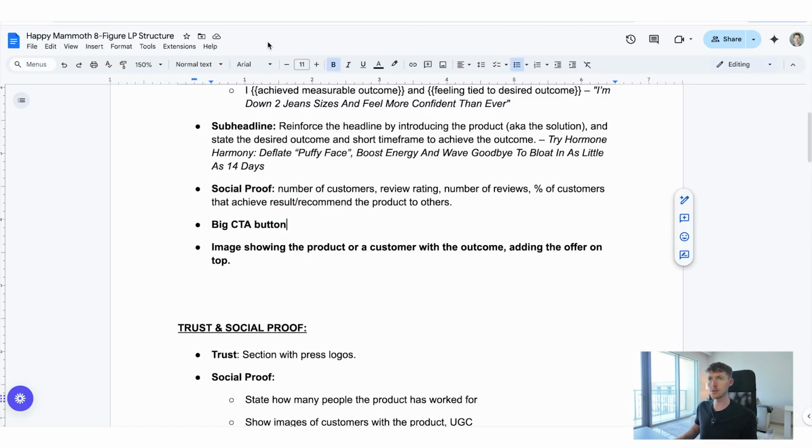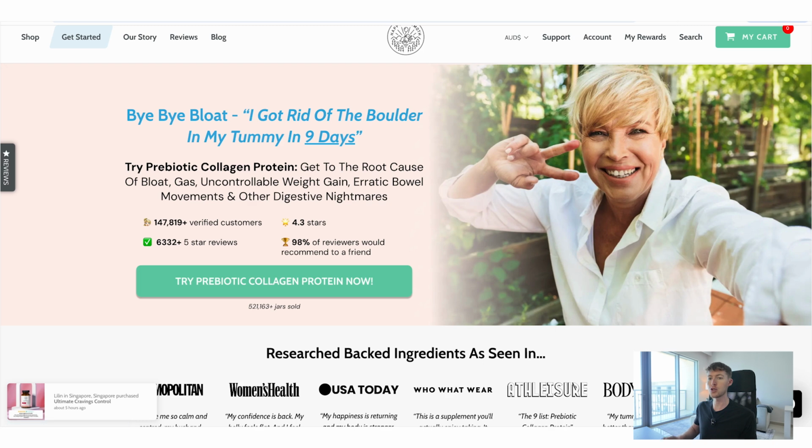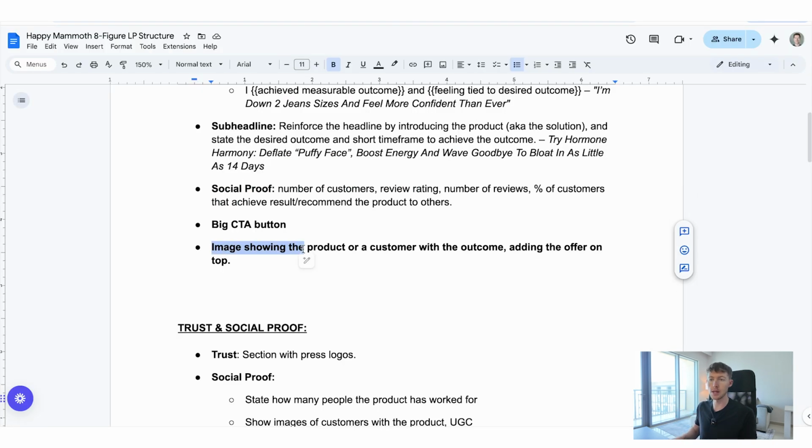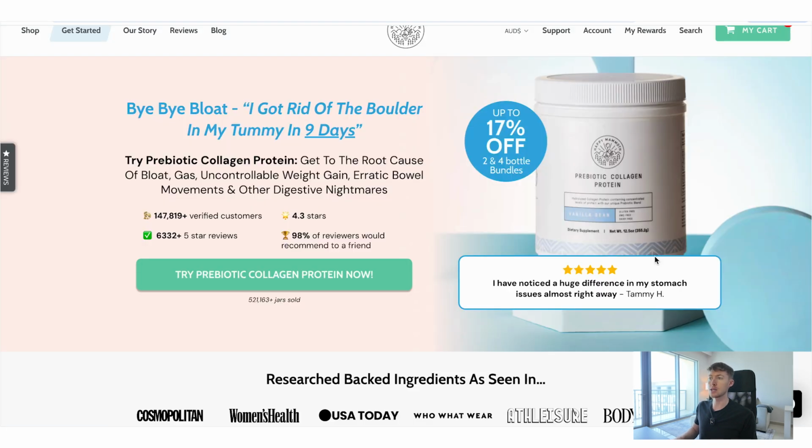Big CTA button, as we've seen, big CTA button here. And then an image on the right-hand side, on desktop, obviously on mobile it's different. An image showing the product or a customer with the outcome, adding the offer on top. What I mean by this is that this is just showing the product. This is showing the offer, right? Up to 70% off. Here's another example.